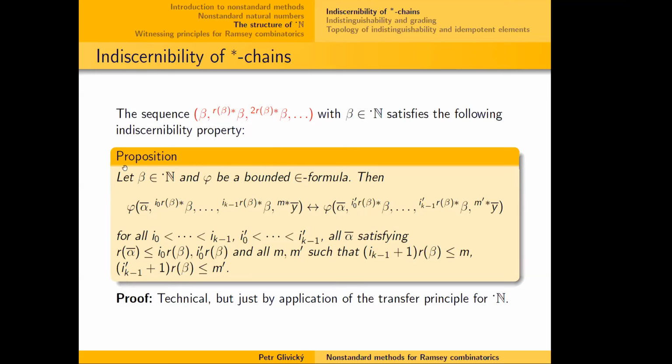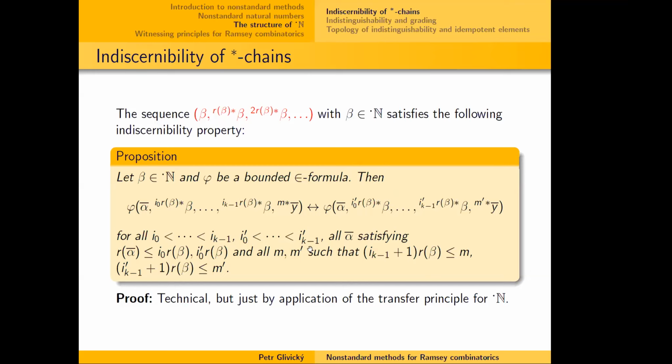Exactly what holds is written in the proposition. For any, not only bounded, even delta 1 formula is possible. So even for delta 1 formulas, the following equivalence is true. We have the betas, any two increasing subsequences of the original sequence of the betas. And then we have two types of parameters, parameters alpha and parameters y. Parameters alpha are, as the Greek letter suggests, taken from the dot n. So there are some numbers in dot n, and parameters y are any sets. So they can be outside of dot n.